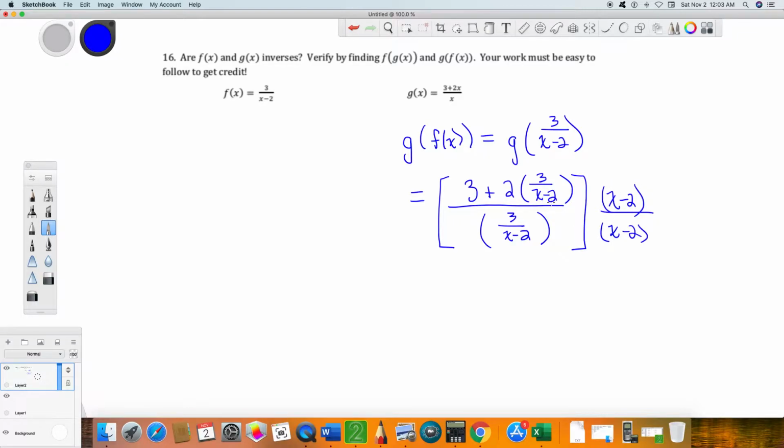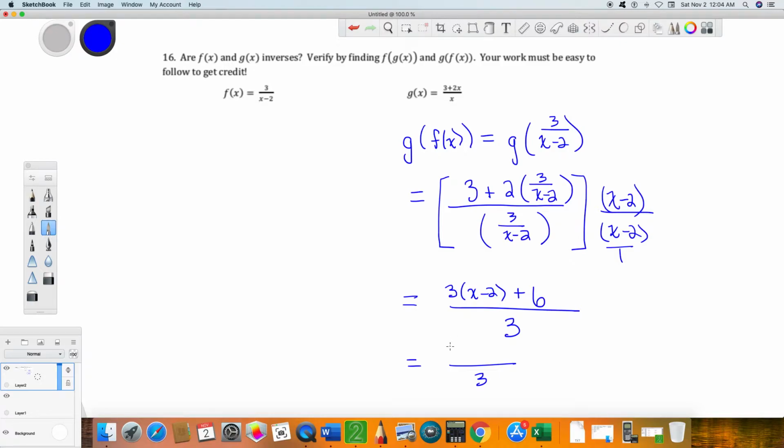So to multiply fractions is pretty easy. You just multiply the two denominators together, and then you multiply the two numerators together. So in the denominator, I've got this x minus 2 that's going to cancel with that x minus 2, and this product is just 3. In the numerator, I'm going to take this x minus 2 and distribute it to both terms. When I multiply it times the first term, I just get 3 times x minus 2. When I multiply it times the second term, the x minus 2 and the x minus 2 there cancel, and I just have 2 times 3, which is 6.